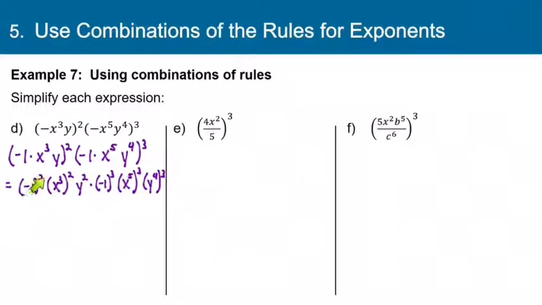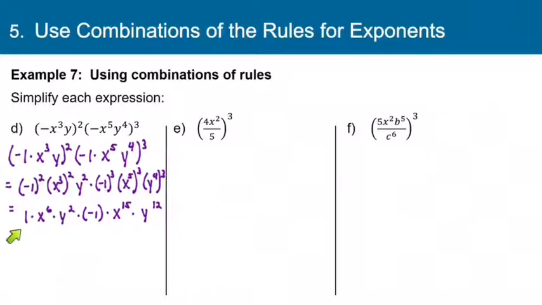Okay, now, negative 1 squared is negative 1 times negative 1, that's positive 1. X to the third squared, that's a power rule, so that's going to be x to the sixth. And then we have times y squared. And then we have negative 1 to the third. So that's going to be negative 1 times negative 1 times negative 1. That's going to end up being negative 1. And then times x to the fifth to the third. So that's x to the 15th. And y to the fourth to the third is y to the 12th.